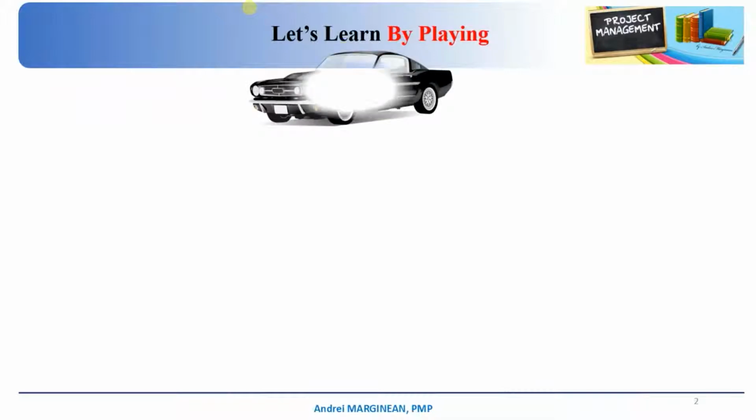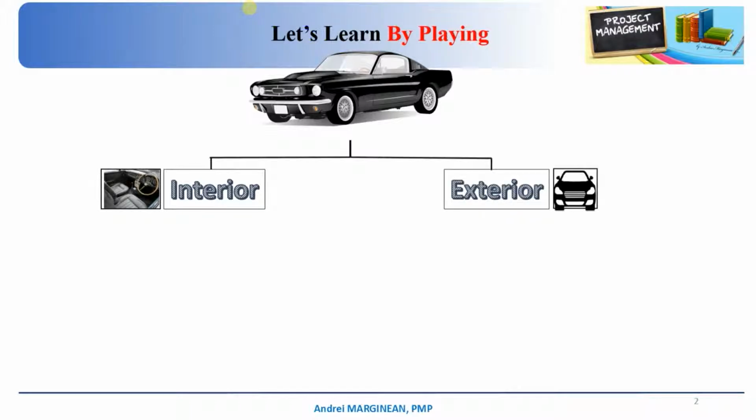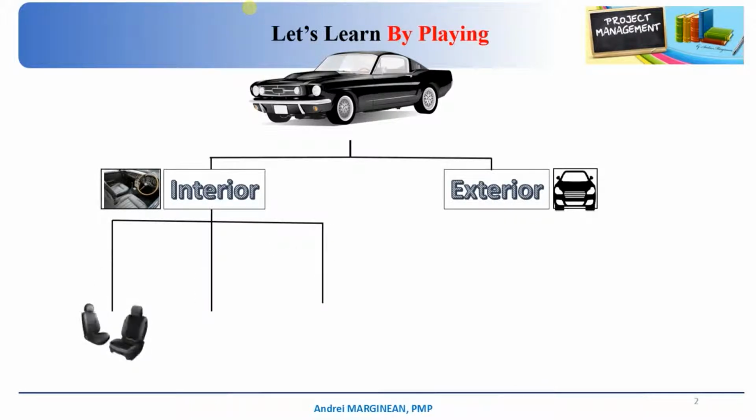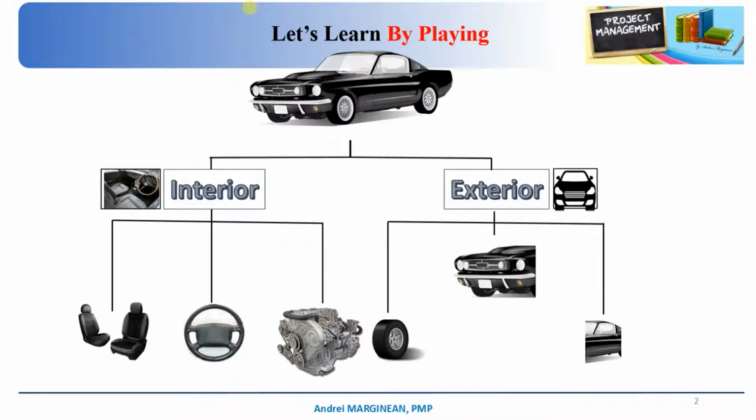So let's presume that today's project is building this nice black car that can reach a speed of 700 kilometers per hour in just 10 seconds. The scope of the project is already defined in more detail, so let's see what work packages we can get out of this. In order to build this car, we should focus on building the interior parts along with the exterior parts. The interior parts are the seats, the steering wheel, and of course the engine. The exterior parts are the wheels, the doors and the windows, and the front end of the car.